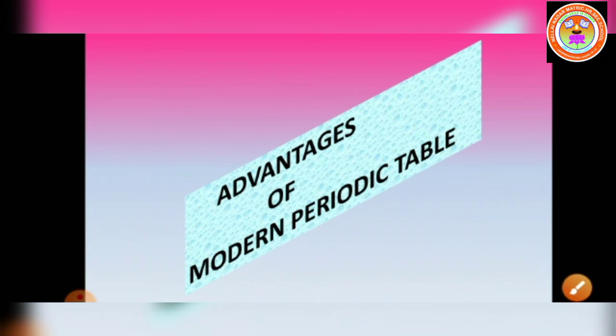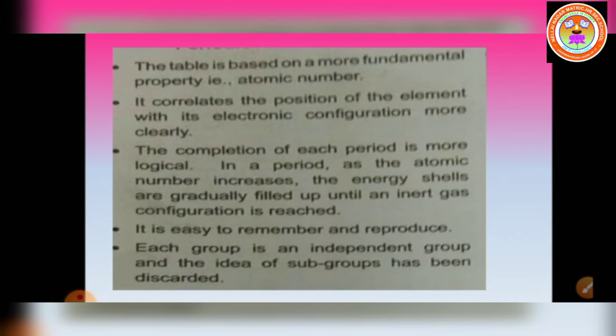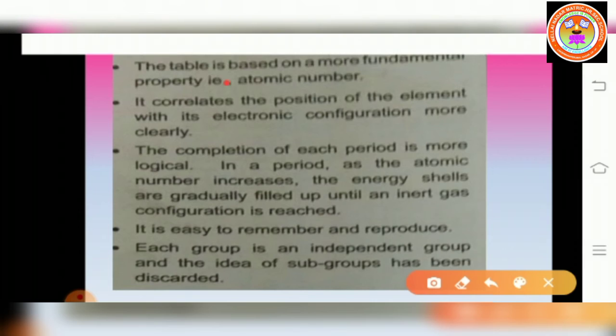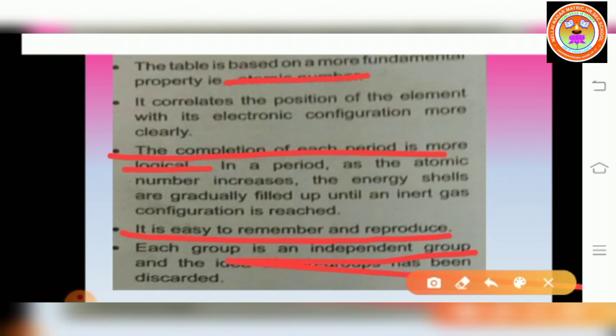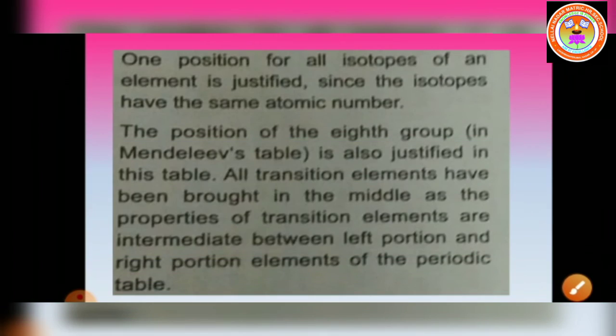Okay students, next we move on to the advantages of the modern periodic table. This table is based on the more fundamental property, that is atomic number. The completion of each period is more logical and it is easy to remember and reproduce. Each group is an independent group and the idea of subgroups has been discarded. One position for all isotopes of an element is justified since the isotopes have the same atomic number.